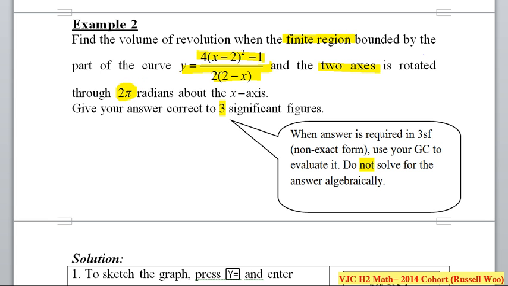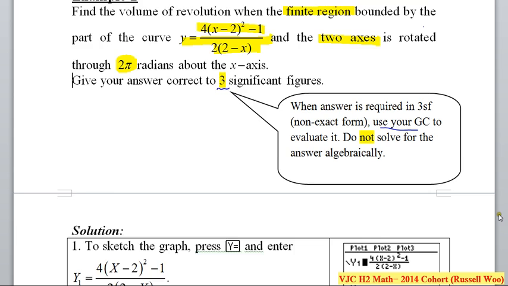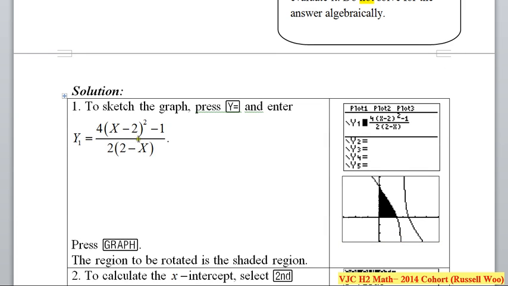And the second thing we need to note is, since it's to 3SF, we know that we don't have to integrate by hand. We will use our GC as much as possible. So first step, sketch the graph. Not difficult, just key in this entire thing into your GC here like this, and you get there.